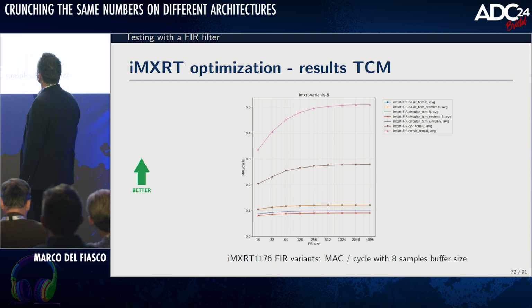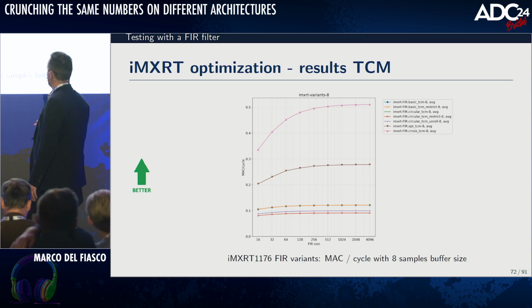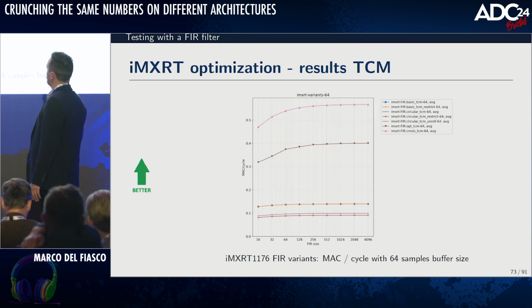The best I was able to do was the optimized naive version that reaches almost 0.3, and the CMSIS, the ARM library, about 0.5. Things are a little bit better with 64 sample buffer size, so slightly greater values.